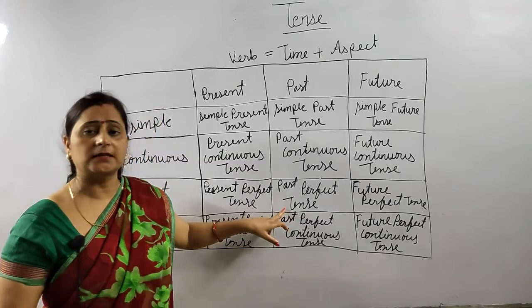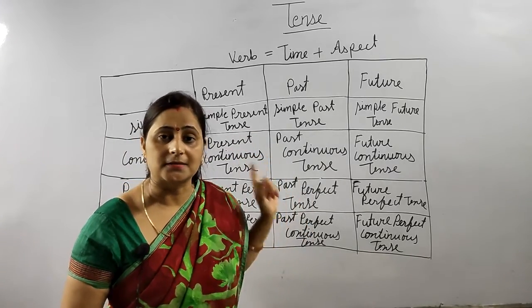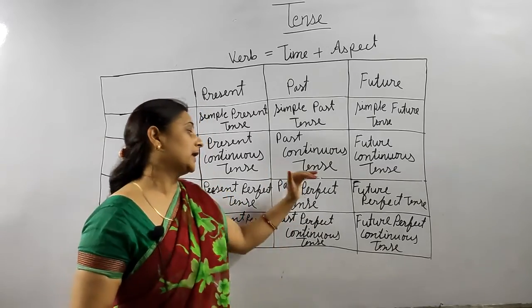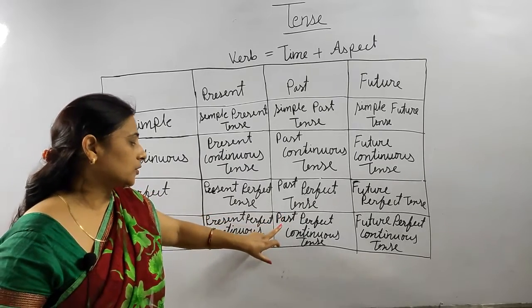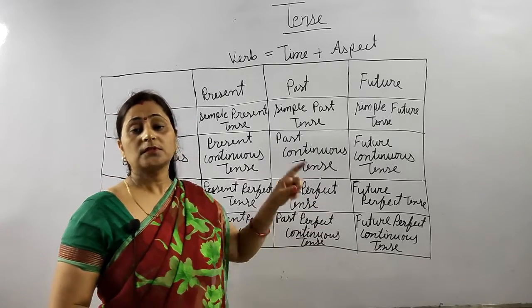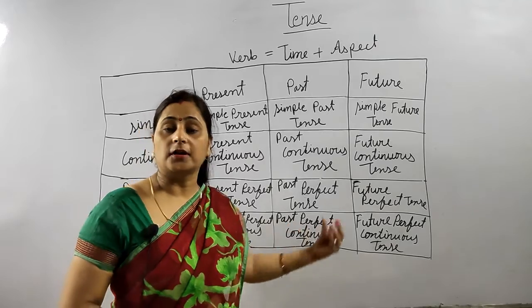Now the past perfect tense, the same as what has been completed already in the past. We talk about completeness, the completed work. Then it is the past perfect tense. Then the last one, the past perfect continuous tense. I have already explained here in present tense what the perfect continuous tense is.